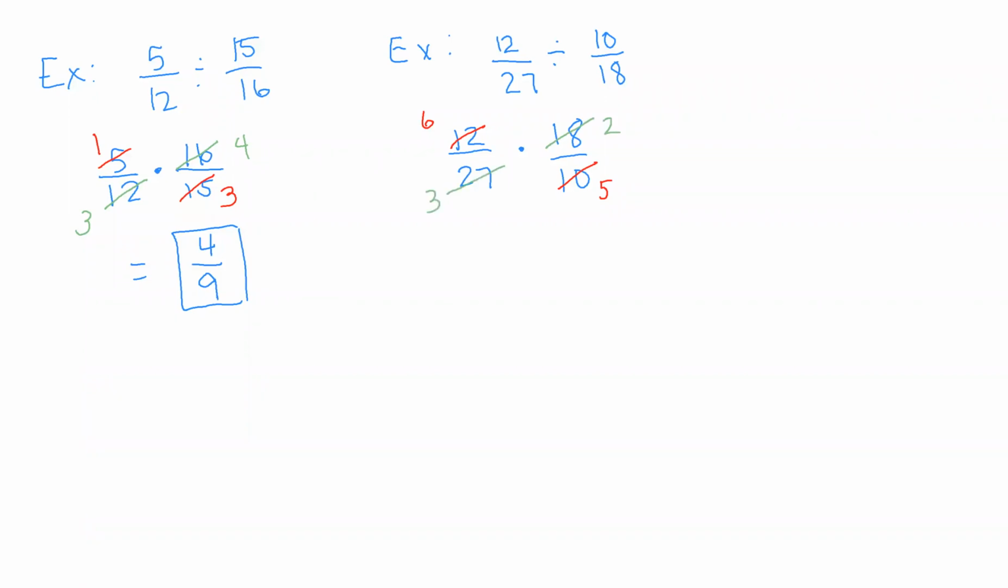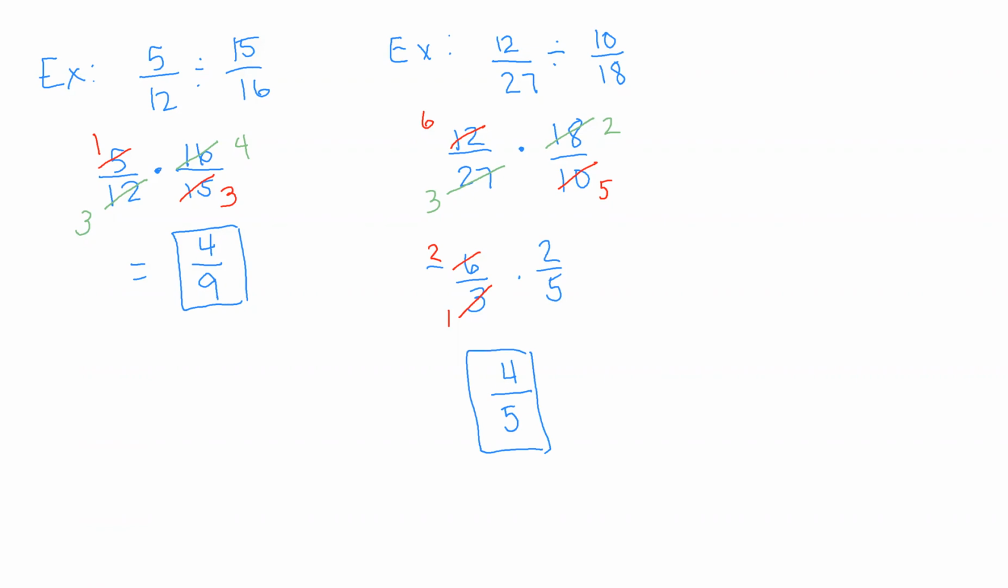And what I'm going to choose to do at this point is just clean things up a little bit. So I have 6/3 times 2/5. I see one last thing I could simplify, and that would be the 6 and the 3. 6 and 3 have a 3 in common. 6 divided by 3 is 2. 3 divided by 3 is 1. So finally, I multiply across. 2 times 2 is 4. 1 times 5 is 5. And you're done. That's your final answer.